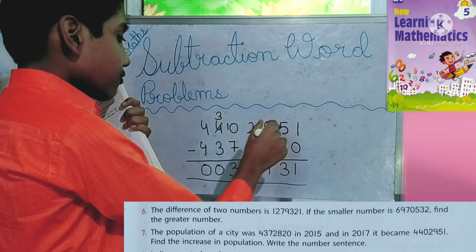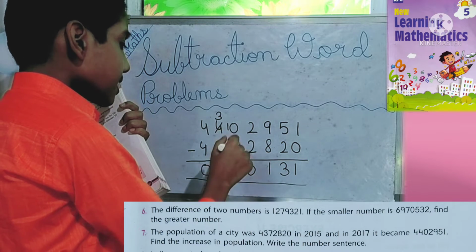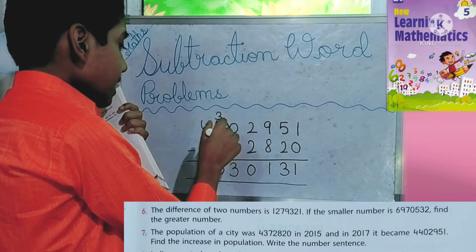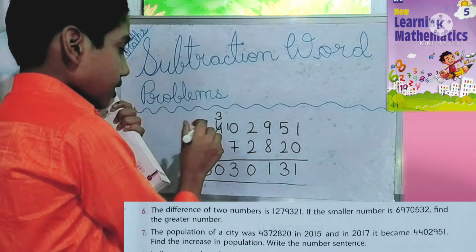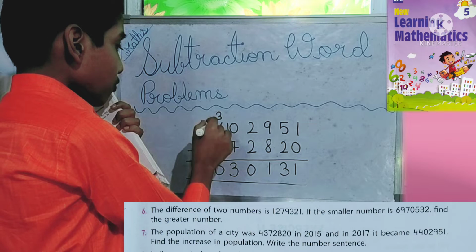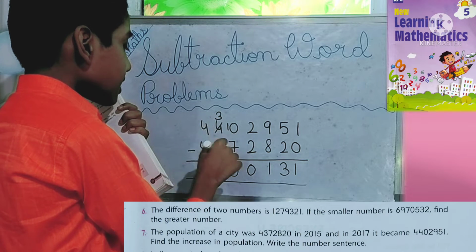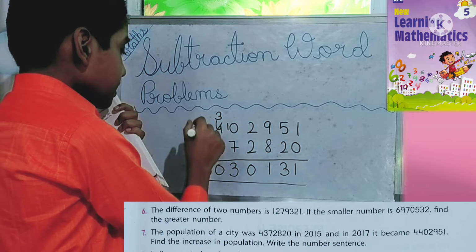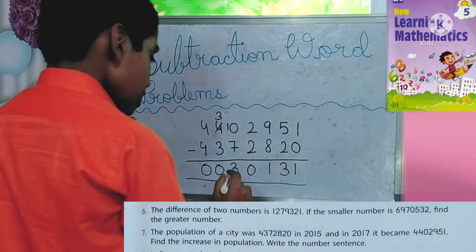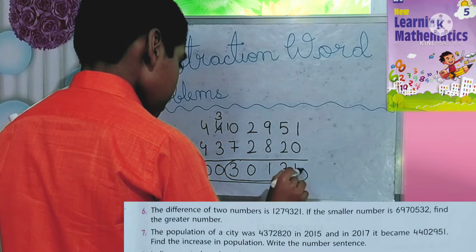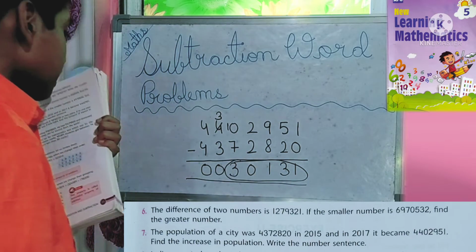1 minus 0, 1. 5 minus 2, 3. 9 minus 8, 1. 2 minus 2, 0. Then it is 0, which means it is smaller. So we have to take one number. So we will take 1 from 4. It will become 3. It will become 10. 10 minus 7, 3. 3 minus 3, 0. 4 minus 4, 0. So this will be your answer.